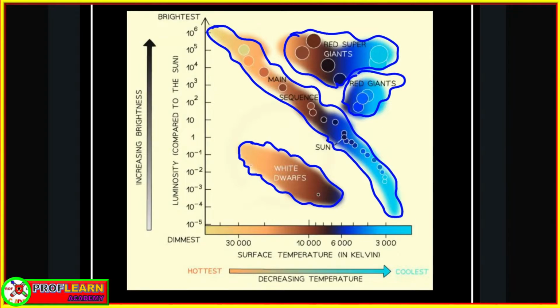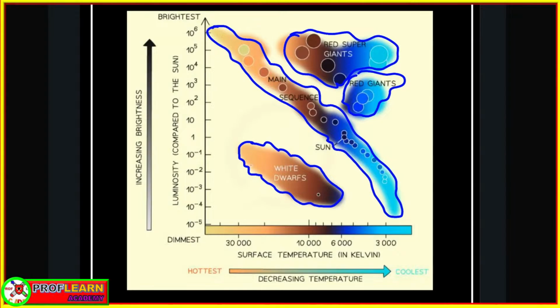But there are other stars, which are those with mass greater than that of the sun. They move from the main sequence to the red supergiants, then later to the supernova. A supernova is an exploding star, which becomes either a neutron star or a black hole.